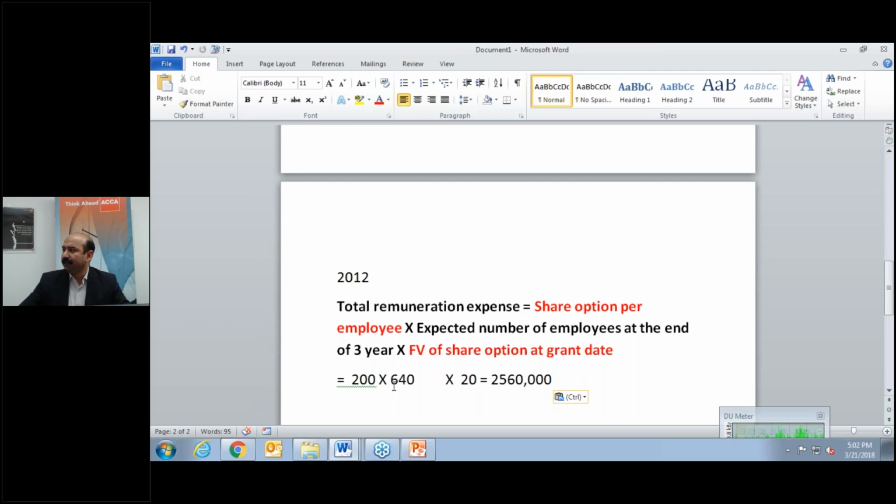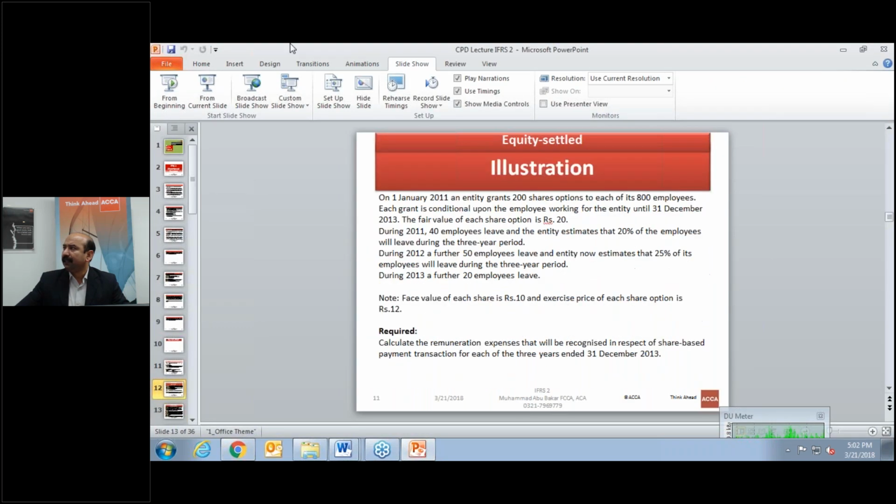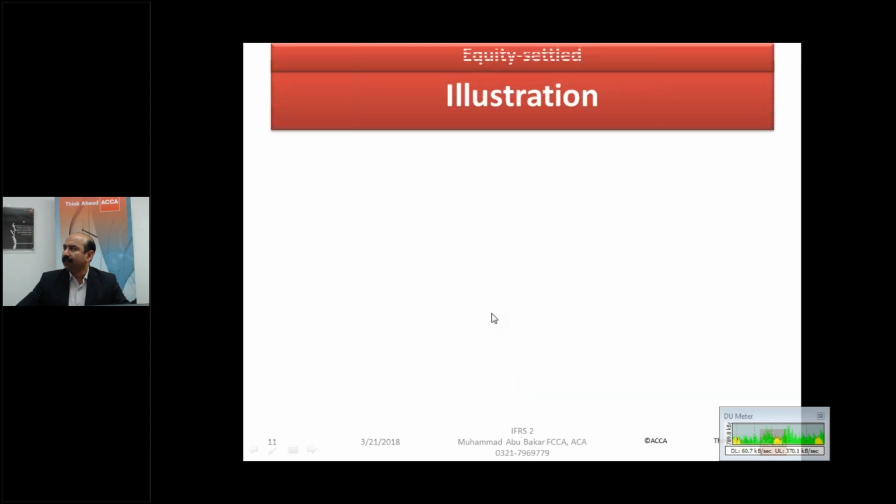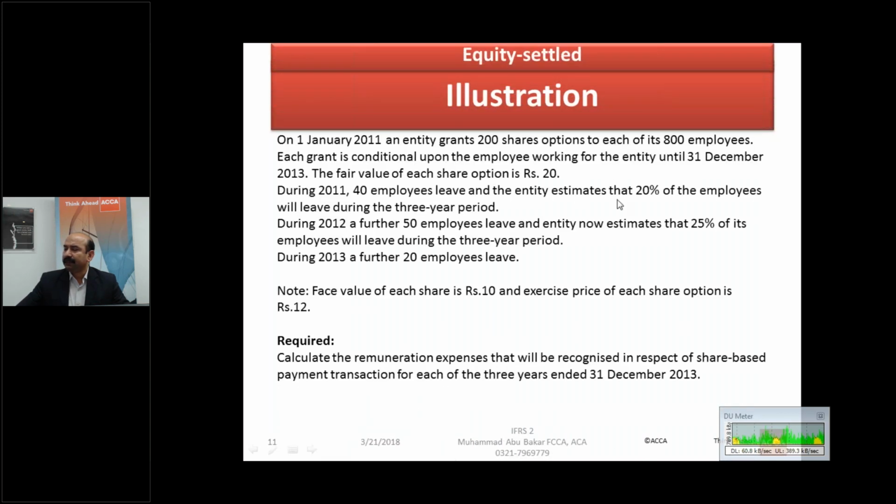Now, what will change? This will change. Now we moved further into the future. Like now we are at the end of 2012. So we received some other information. If we go back to our illustration, we can see that in this year, the situation is like 50 employees left, and the entity estimates that.